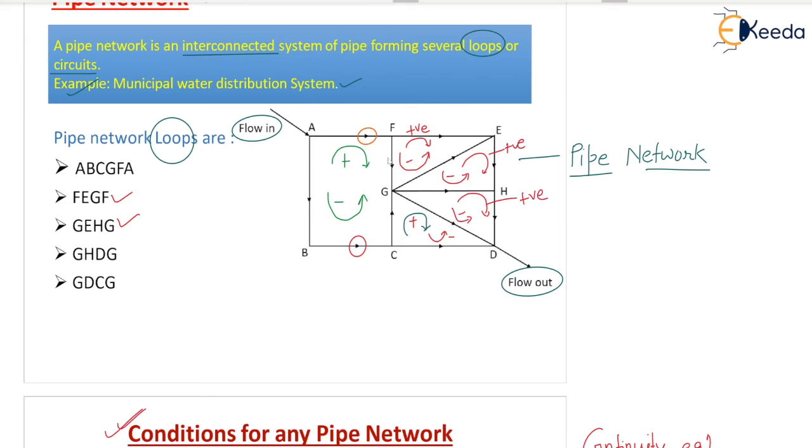If these conditions are satisfied by any network, any arrangement of pipes, then that particular arrangement can be called a pipe network. So what are the two important conditions we have to apply? Number one, the continuity equation must be satisfied. And the summation of head losses, sigma HF, the head loss due to friction, must be equal to 0. If these two conditions are satisfied, then we can say definitely the arrangement is following the condition of a pipe network.